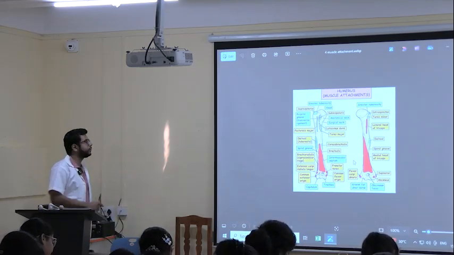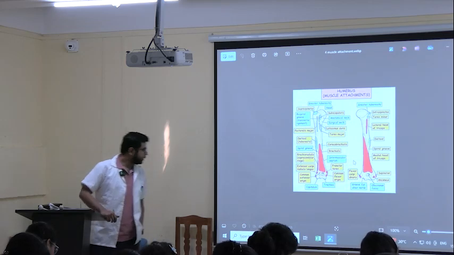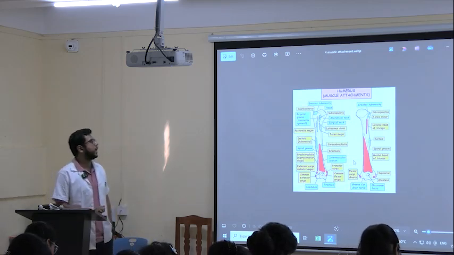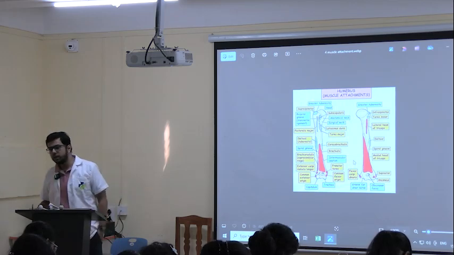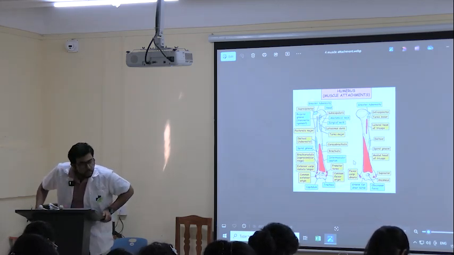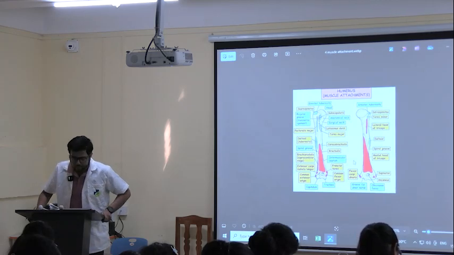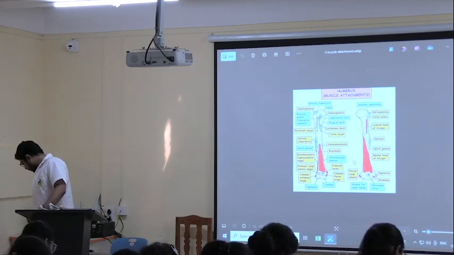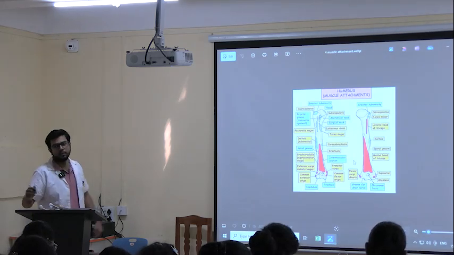Brachioradialis muscle is attached on the anterolateral surface of lower end of humerus. Am I making any sense? पिक्चर देख के कुछ समझ में आ रहा है?